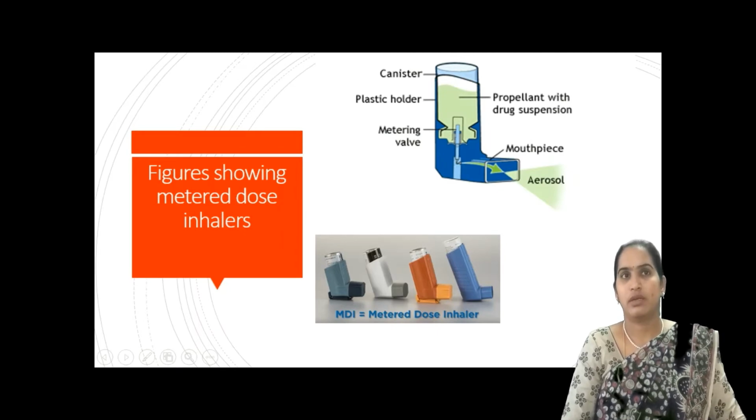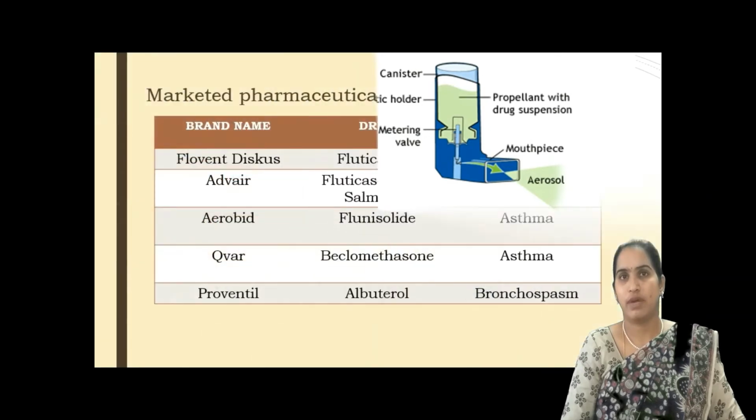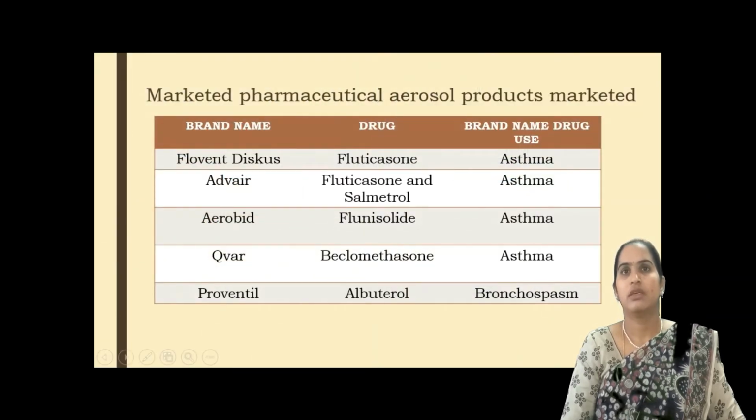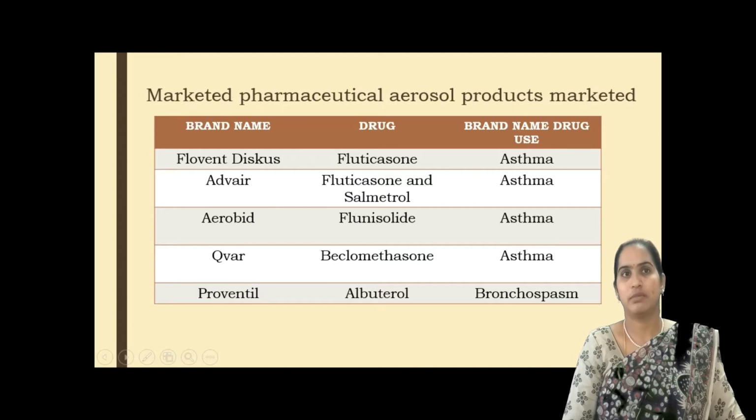And these are some examples of marketed pharmaceutical aerosol products. The brand name is Flovent Diskus. It contains the drug fluticasone, which is used for asthma. Advair, fluticasone and salmeterol, used for asthma. Aerobid, flunisolide, for asthma. QVAR, beclomethasone, for asthma.